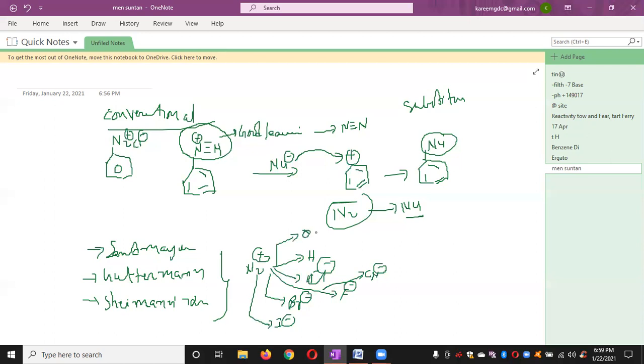So this diazonium ion, or you can say N2 plus, can be replaced with OH minus, H, Cl minus, CN minus, F minus, Br minus, or I minus. Here I am writing these two reactions, the Sandmeyer and Gattermann reactions. By these two reactions, we can replace N2 with Cl minus, Br minus or CN minus. And the Schiemann reaction is exclusively used to substitute N2 with F minus.